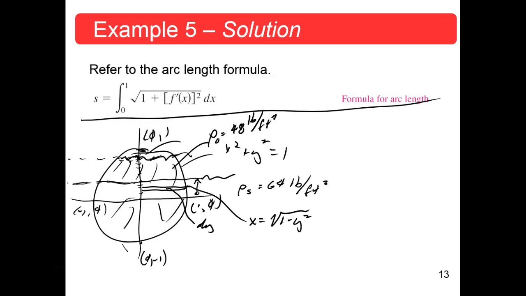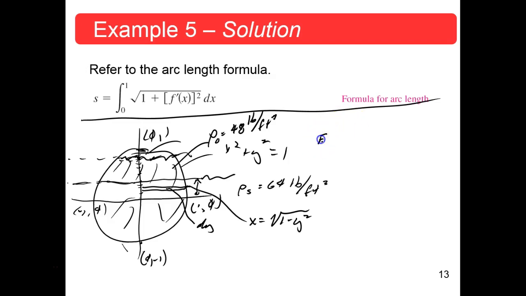So that's the length. The width is dy. The density we know, 64 pounds per cubic foot. And our limits are from negative 1 to 0.8. So I think that gives us everything we need.